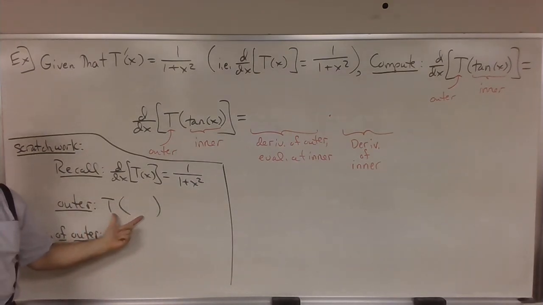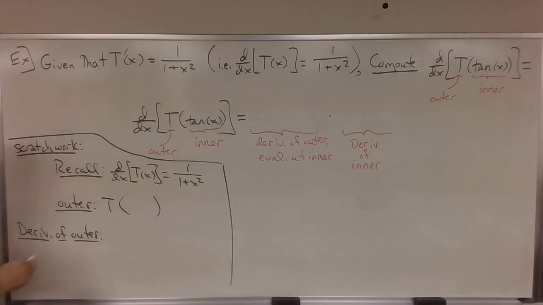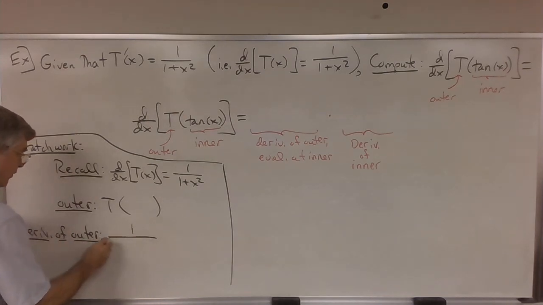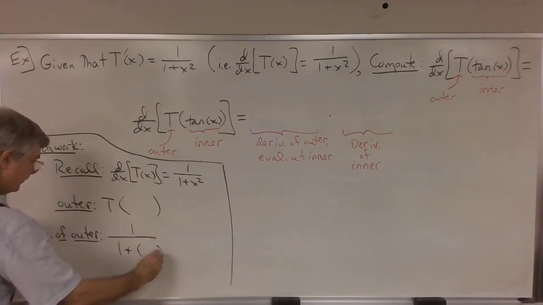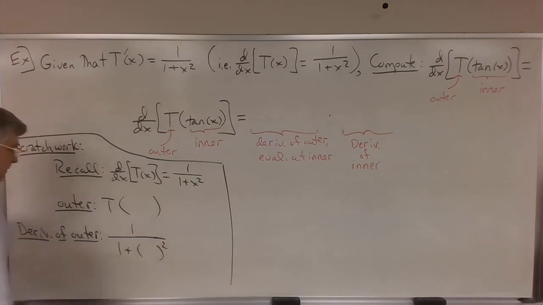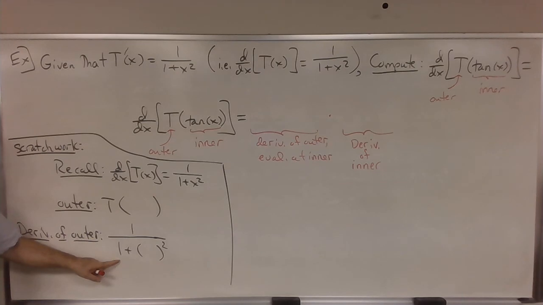So what about the derivative of T of something? Wouldn't that be 1 over 1 plus something squared? This is the derivative of the outer. And if we see this much, we probably can do the whole exercise.